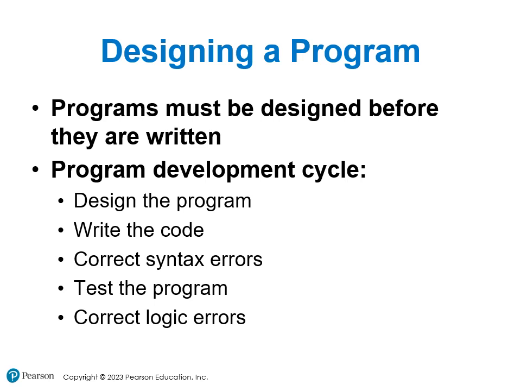Let's have a little recap about the program development cycle. So first of all, first step that we do is we're going to design our program. After that, we're going to write our code, obviously. Then after that, we're going to correct any syntax errors if there are any. After that, we're going to test our program. And after that, as a last step, we're going to correct any logic errors that have been found during the execution of our code.